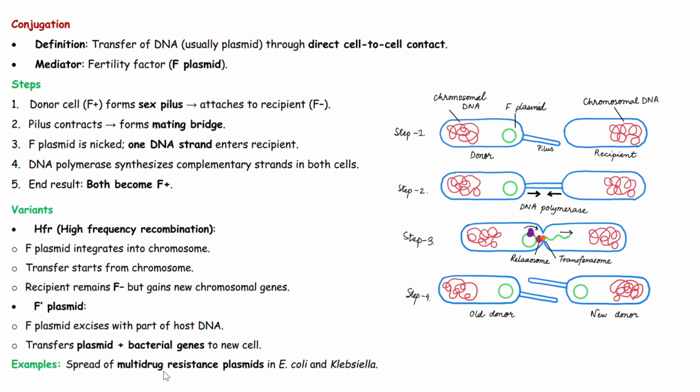These donors are called HFR cells, which stands for high frequency recombination. In other cases, the plasmid carries along extra bits of chromosomal DNA, creating what's called an F prime plasmid. The real importance of conjugation is that it spreads useful traits very quickly. For example, antibiotic resistance genes can pass from one bacterium to another, even across different species. That's why conjugation is a major concern in medicine.